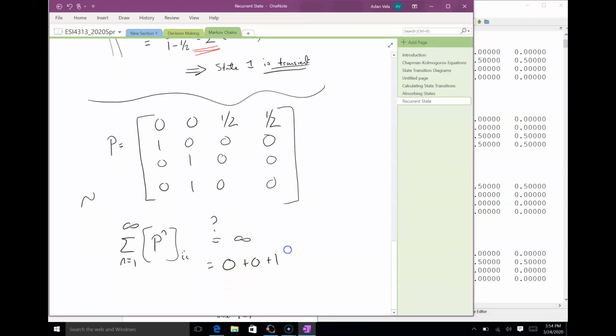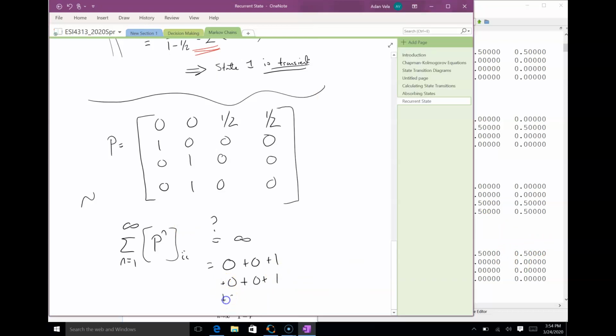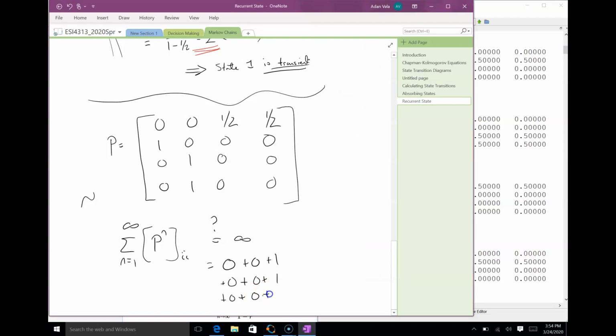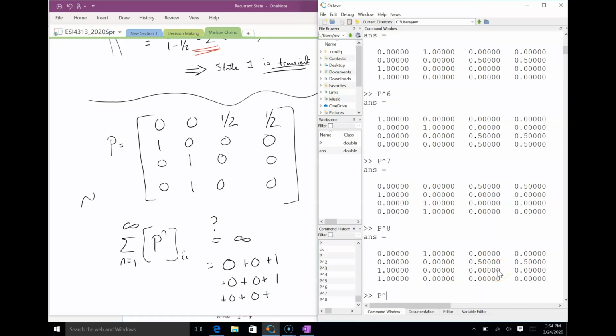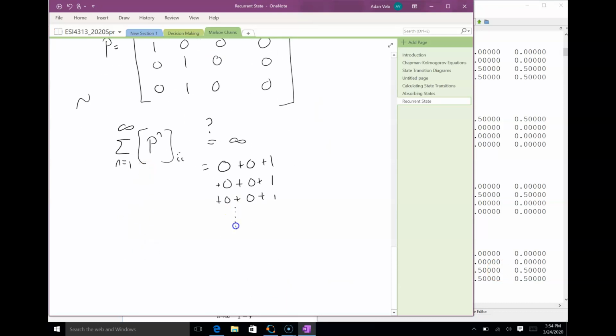Actually, I'm going to rewrite this a little bit differently. 0 plus 0. See what happens when we do it again. P to the 6, we get 1. All right, let's do P to the 7th. We get plus 0, plus 0. Any guesses on what's going to happen next? We get 1. And in fact, we see the same pattern repeating, where you get 0 plus 0 plus 1, and this is going to repeat infinitely many times.